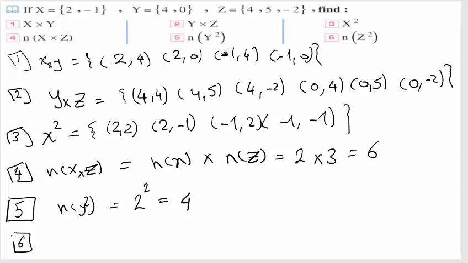Number 6, the last one, he is asking me about number of z squared. Number of z squared equals, z has 1, 2, 3 elements, so it will be 3 to the power 2 to get 9 images, or 9 ordered pairs. He is not asking me about these 9 ordered pairs, but he is asking me only to find their number.